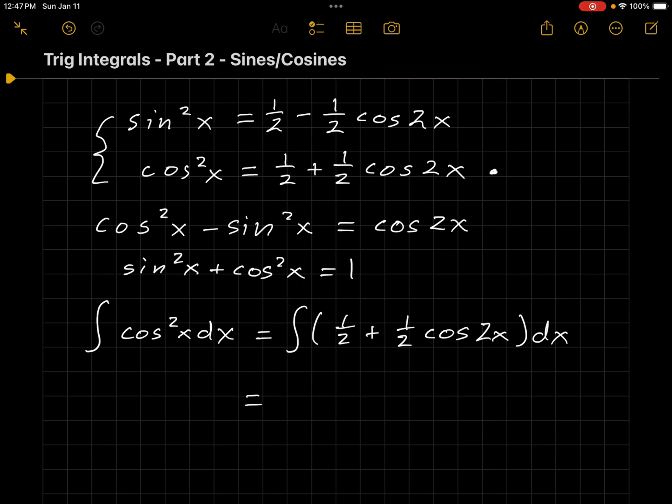Then we can find the antiderivatives. The integral of 1/2 is 1/2 x. The integral of 1/2 cosine 2x is 1/4 the sine of 2x. That is a u substitution problem with u equals 2x if you want to go through the work. And then plus our constant of integration.